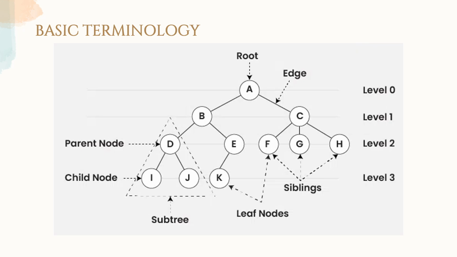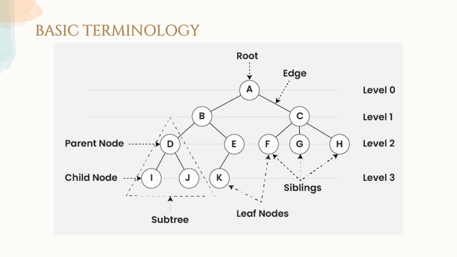Here is an example of a tree which consists of several nodes. Nodes, in the sense, the letters which are marked with a circle, we call a node here. And the line joining the nodes we call an edge. In a tree, there is a specially designated node we call the root node. As far as this tree is concerned, here A is the specially designated node which we call the root node.